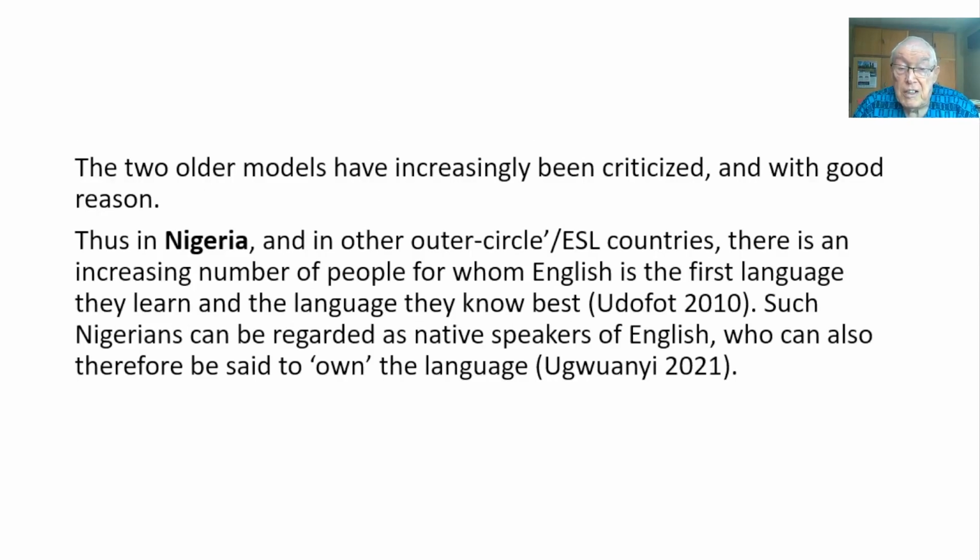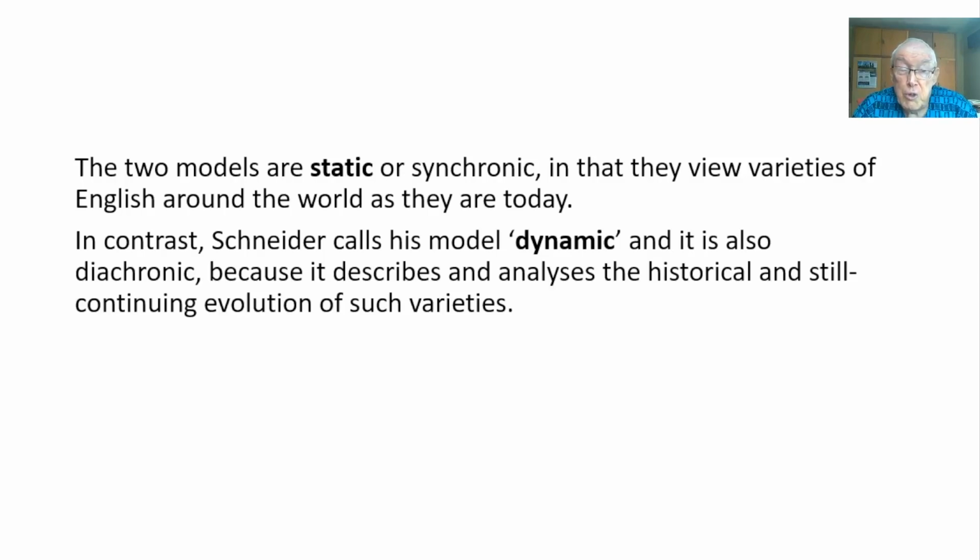The two older models have increasingly been criticized, and with good reason. Thus, in Nigeria and in other Outer Circle or ESL countries, there is an increasing number of people for whom English is the first language they learn and the language they know best. Udofot, 2010. Such Nigerians can be regarded as native speakers of English, who can also therefore be said to own the language. Ugwanyi, 2021. The two models are static or synchronic in that they view varieties of English around the world as they are today.